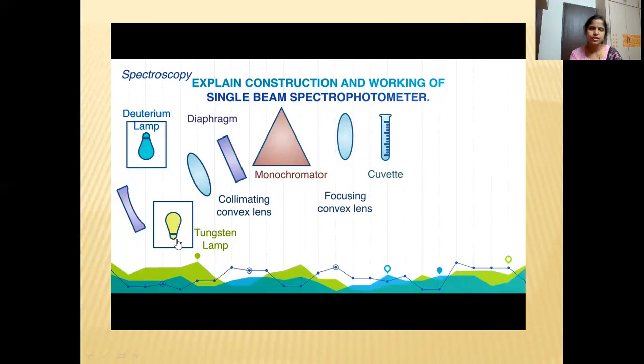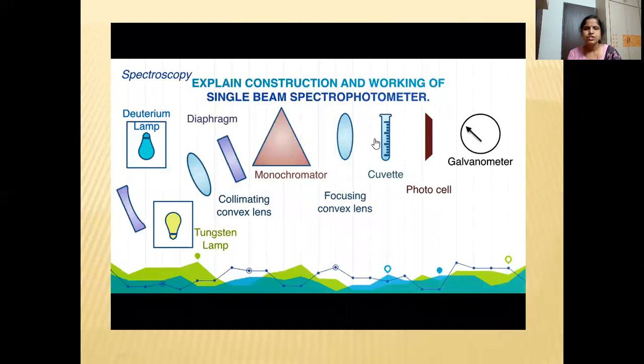The tungsten lamp is for the visible range, the deuterium lamp is for UV light, and then there is a collimating convex lens. The light from these sources will fall onto this lens and move onto the diaphragm. The diaphragm is set for 100% transmittance. Then it falls on the monochromator, where a specific wavelength of light is selected and made to pass on to the focusing convex lens, which falls on the cuvette as incident light. The transmitted light will fall on the photocell and be measured through the galvanometer.